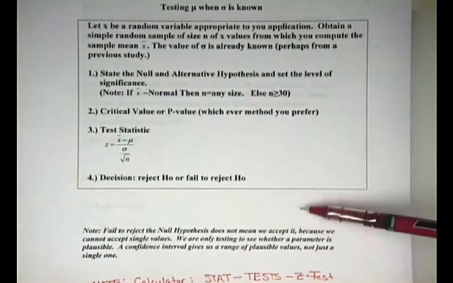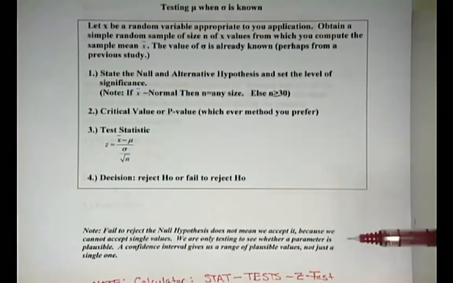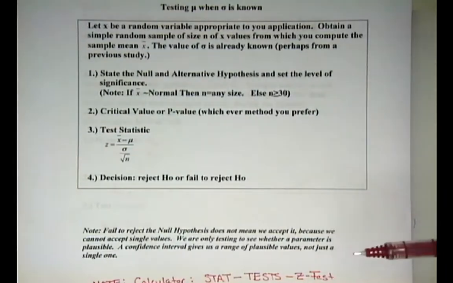Now it's really important to note here that when we fail to reject the null hypothesis, it doesn't mean we accept it, and this is because you cannot accept single values. All we're testing for is to see whether the parameter mu is plausible. A confidence interval gives us a range of plausible values. Okay, so we can't just focus in on a single one. So that's why we always want to talk in terms of our alternative hypothesis and never use the wording we accept H naught. You don't want to say that.